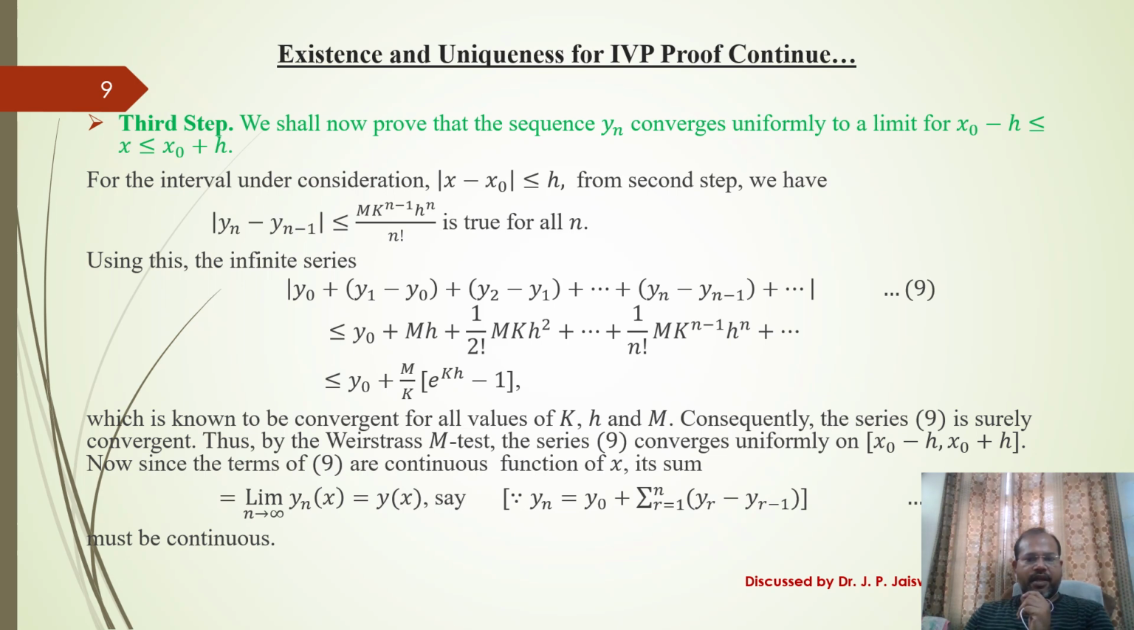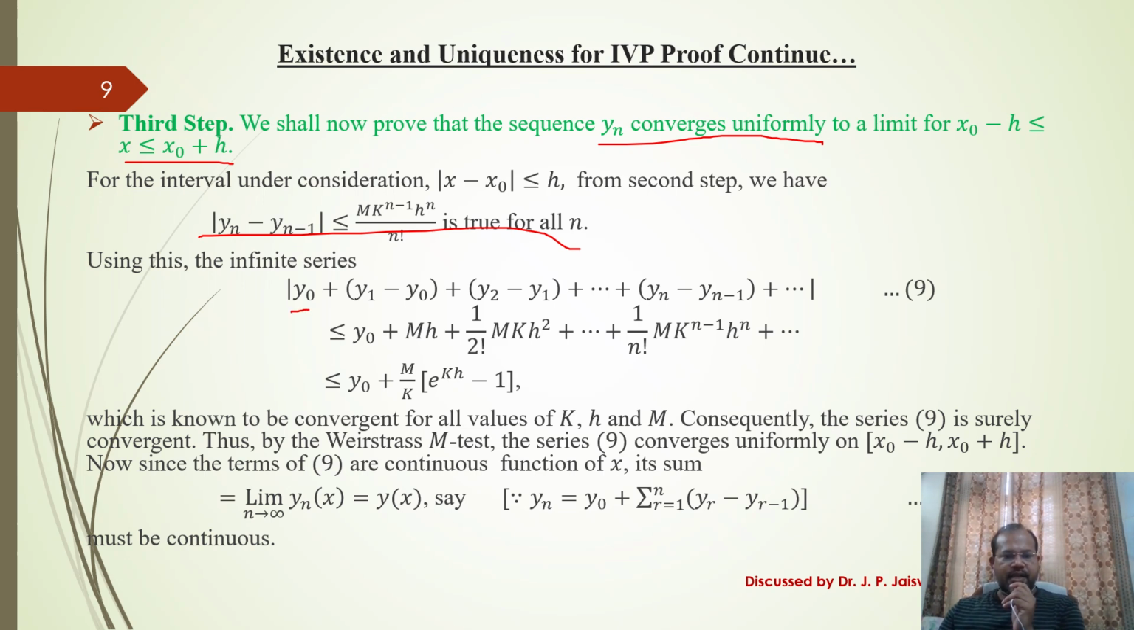Now we come to the next step. Now we show that the sequence generated uniformly converges to some function if we take x in the closed interval x naught minus h to x naught plus h. We have already seen in the previous section that |yn minus yn-1| is less than or equal to M K to the power n minus 1 h to the power n upon factorial n.